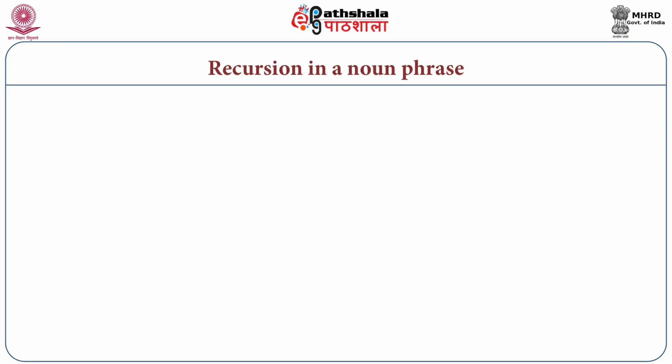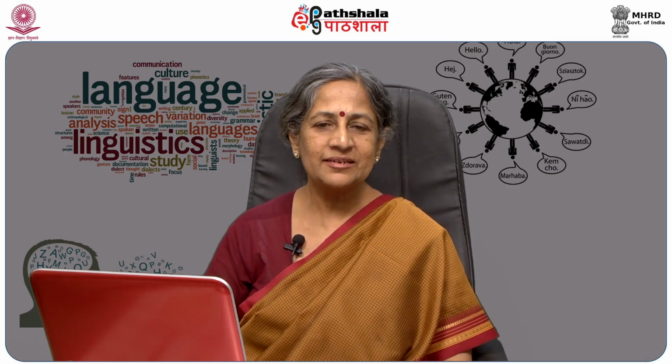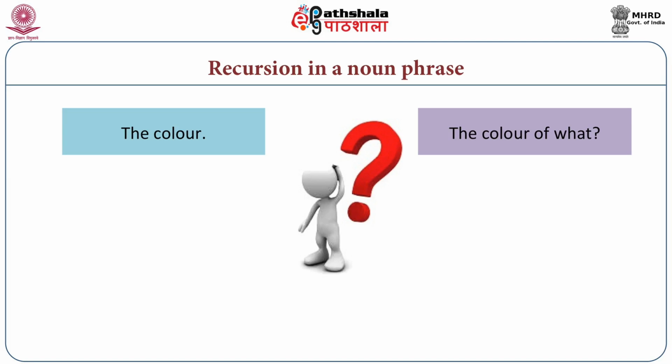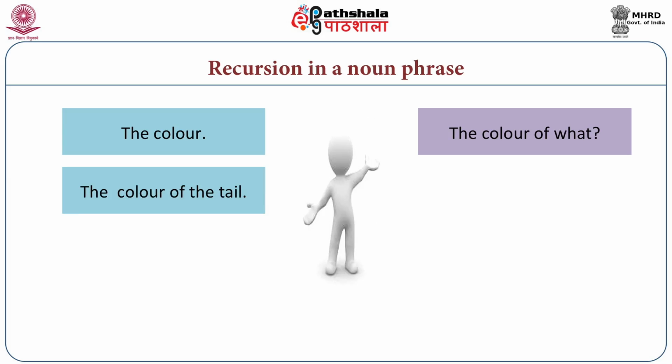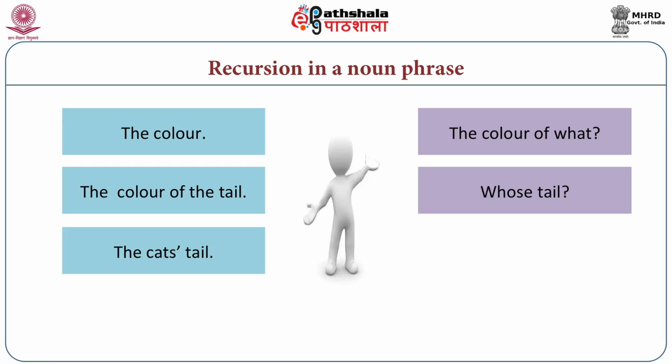Let's take an example of recursion in the noun phrase. Start with a very simple word which everybody knows. Let's start with the word color. We'll call it a noun phrase. So I ask you, the color of what? And suppose you say, the tail's color. Something has a tail. So you're talking about the color. The tail's color. So I ask you, the tail of what? And you can say, the cat's tail's color.